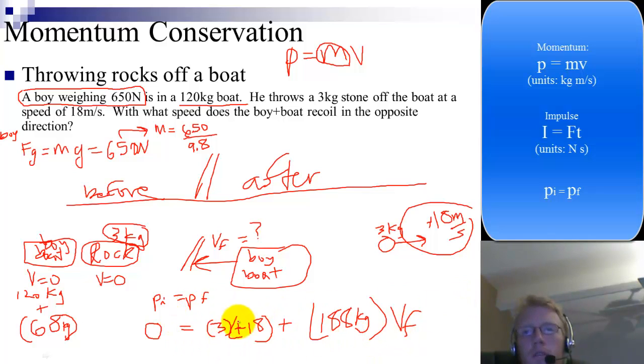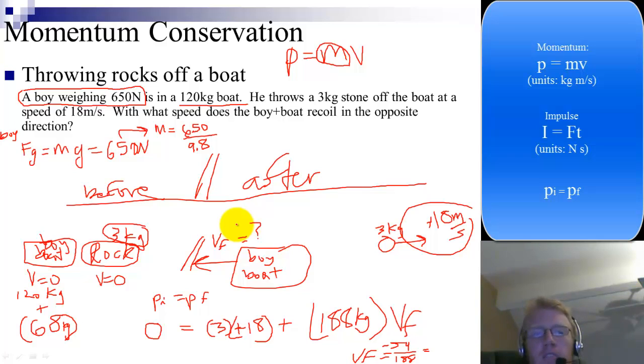So to solve this equation, I'll let you go from here. V final equals, first multiply 3 times 18, and that should give you 54. Subtract that to the other side, and then divide by 188. So this is going to be negative 54 over 188, which is, I don't know, it's a little more than a third, something like 0.4-ish. Cool. So that's allowing you to find the velocity of the boat backwards. So you can notice that the rock is going 18 meters per second, but the boat is only going backwards really slow, like 0.4 meters per second.